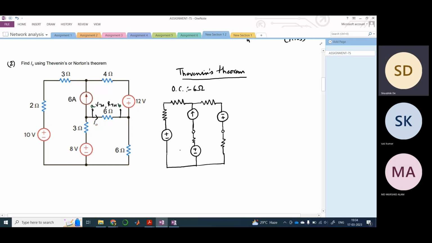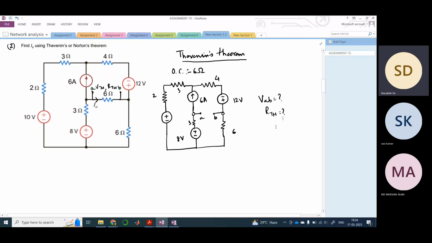Okay, so this is 8 volt, this is 3 ohm, this is 6 ohm, 12 volt, 6 ampere, 4 ohm, 2 ohm, and 3 ohm. So this is A, this is B. What is VAB and what is RTH? We need to calculate these two. First calculating Thevenin's voltage.